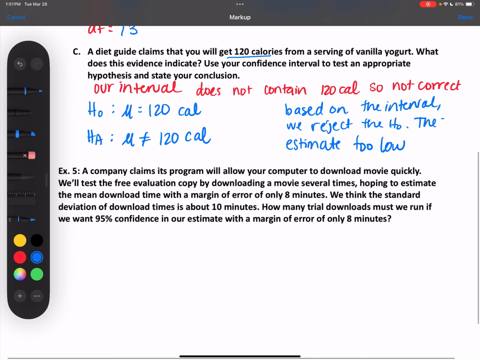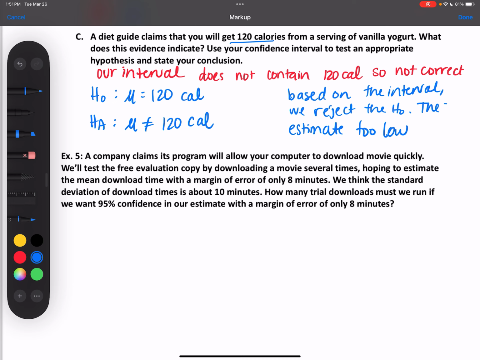So a company claims its program will allow your computer to download a movie quickly. We'll test the free evaluation copy by downloading a movie several times, hoping to estimate the mean download time with a margin of error of only 8 minutes. We think the standard deviation of the download times is about 10 minutes. How many trial downloads must we run if we want 95% confidence in our estimate with a margin of error of only 8 minutes?